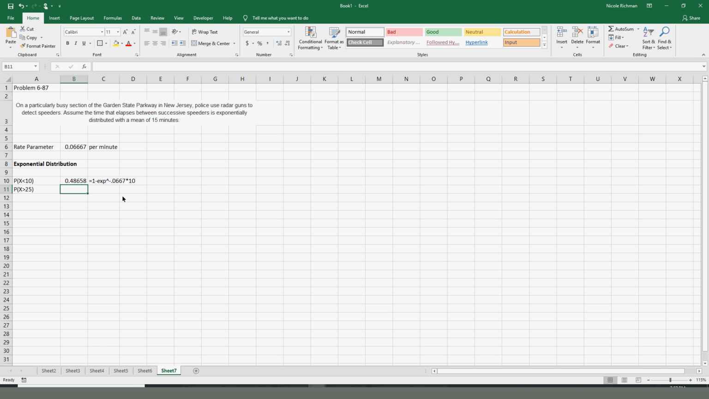So then the opposite of that, because we want greater than, we're going to do the same formula, but our exponent is going to be multiplied by 25. And we're going to do 1 minus this formula. So again, 1 minus.